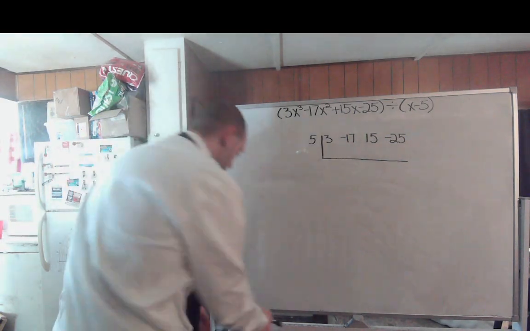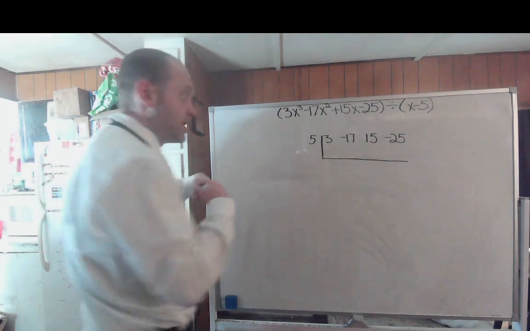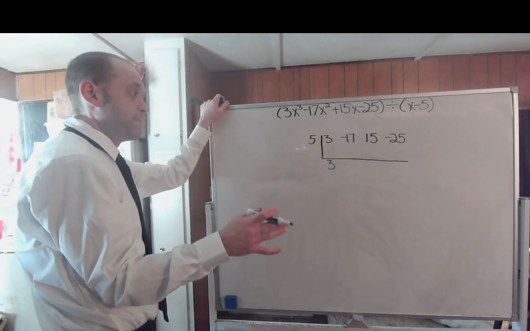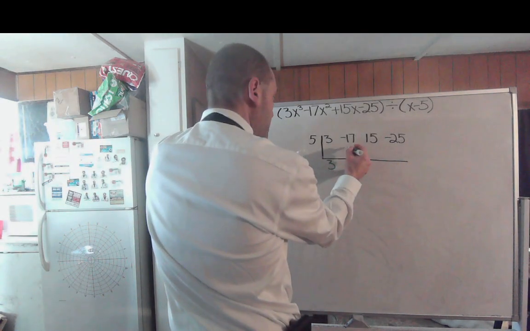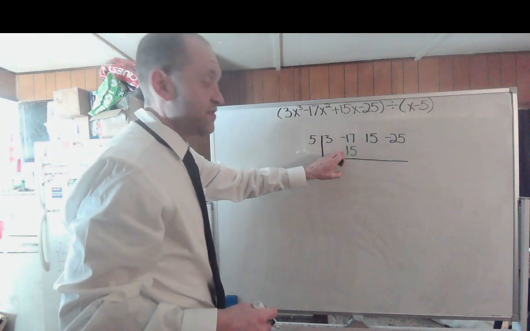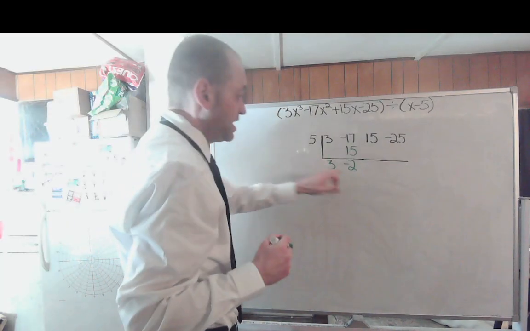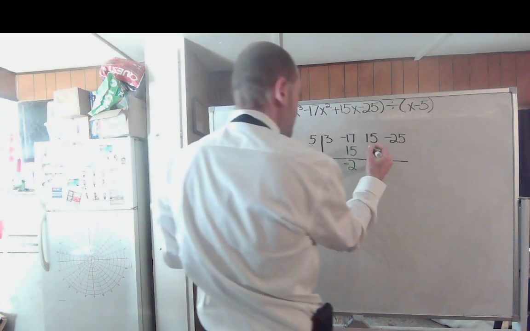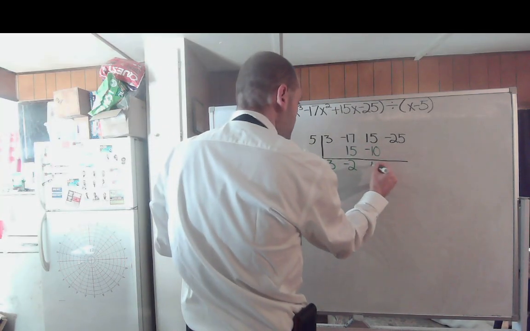Now, here's what you're going to do next. You're going to bring down your first term from above, bring down that 3. So that gets brought down by default. Okay. So now you'll take 5 times 3, which is 15. You'll put that below the negative 17. Then you're going to add these two terms. Negative 17 plus 15 is negative 2. Now take 5 times negative 2. You'll end up getting negative 10. So take that negative 10, add that to your 15. You end up getting 5.